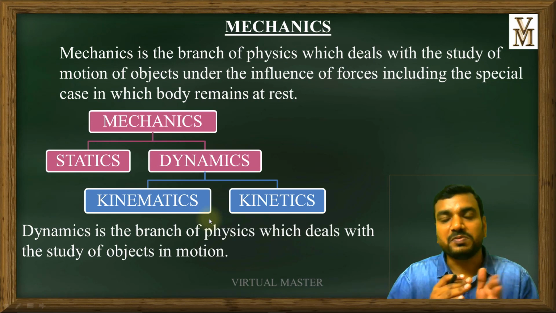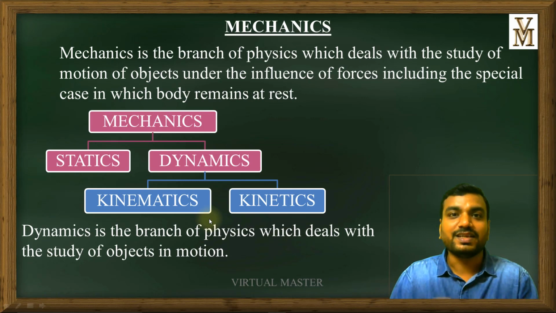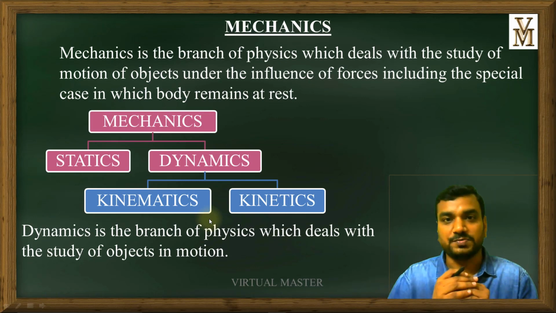In statics, we will be studying the object at rest. That means objects will not be moving. That case will be studied in statics. Whereas in case of dynamics, we will be studying the objects in motion.